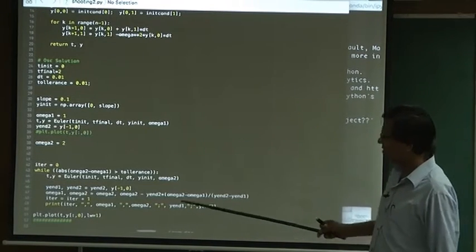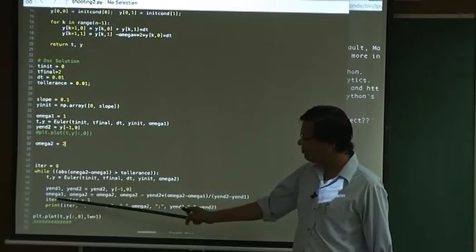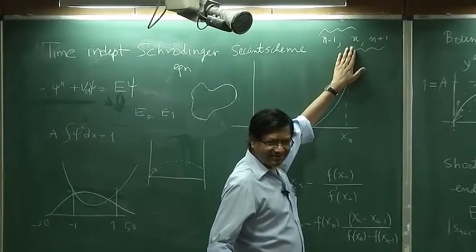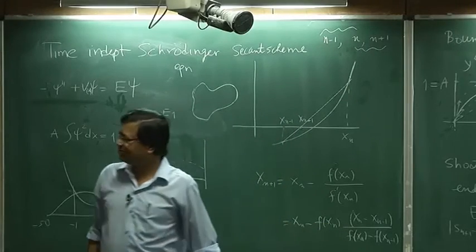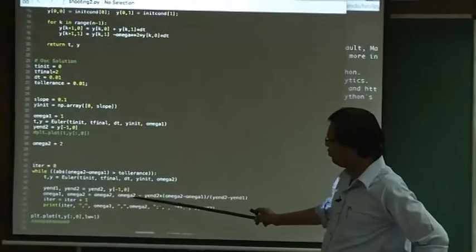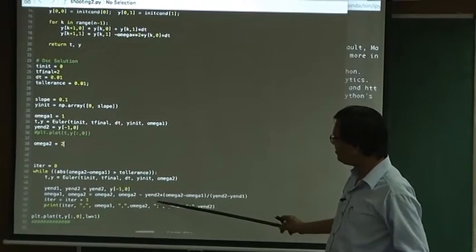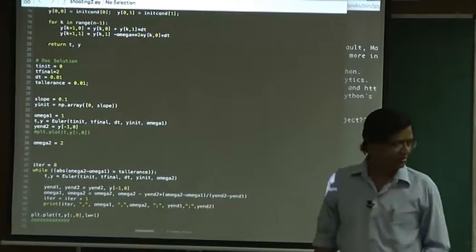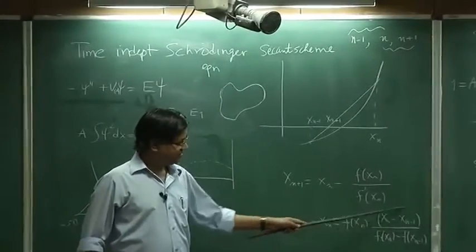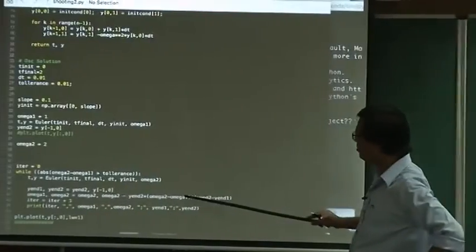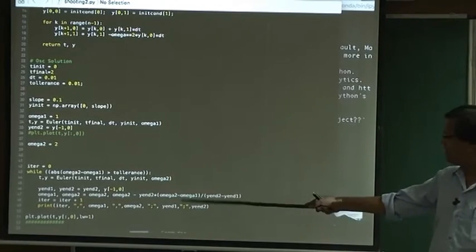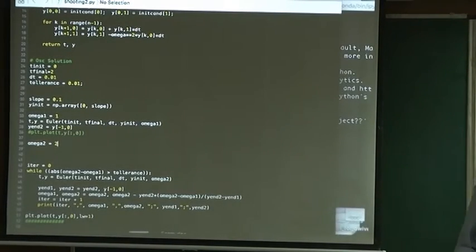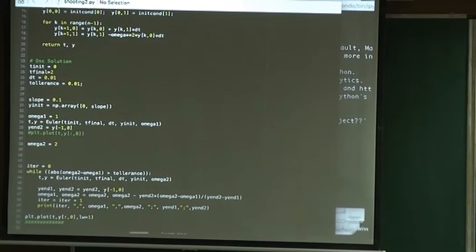What about omegas? Omega 1 is replaced by omega 2. So this will become my first omega, and the next omega will be obtained by this. Look at this function: it is omega 2, which is the current one, minus the value of the function times the ratio, omega 2 minus omega 1 divided by n2 minus n1. Okay. So these are my new omegas, and I again print omega 1, omega 2, and I will just see how, when I converge.